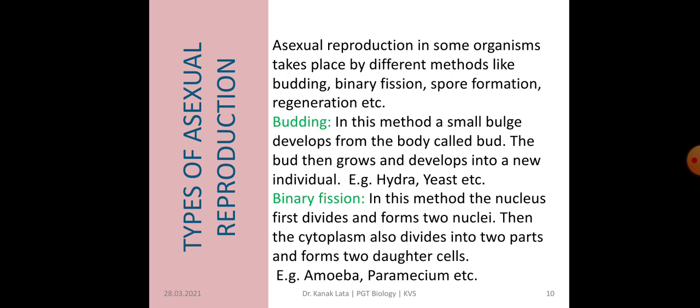In case of yeast, chain of budding is seen. Second one is binary fission. In this method, first the nucleus divides into 2 nuclei, then there is division of cytoplasm, and finally they form the 2 daughter cells. This division of nucleus is called as karyokinesis, whereas the division of cytoplasm is called as cytokinesis. So first karyokinesis takes place, then cytokinesis takes place, and finally a single individual can give rise to 2 daughter cells which can form the new individual. For example, it is commonly seen in amoeba, paramecium, etc.